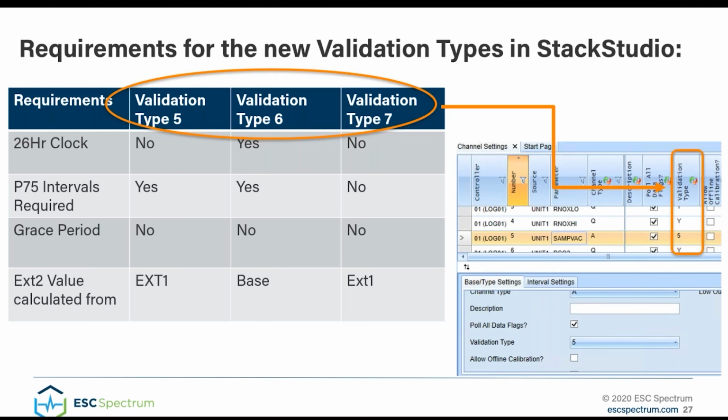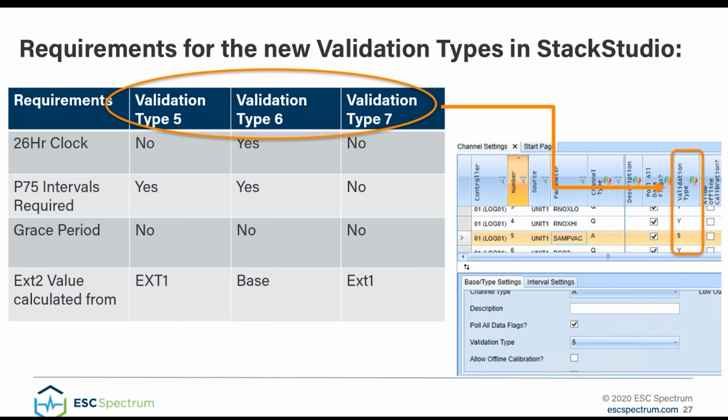Here we see the requirements for each new validation type, and the validation types are in Stack Studio channel settings. For validation type 5, it does not require the 26-hour clock. It does require part 75 intervals and does not require a grace period. And the extended 2 value is calculated from extended 1.